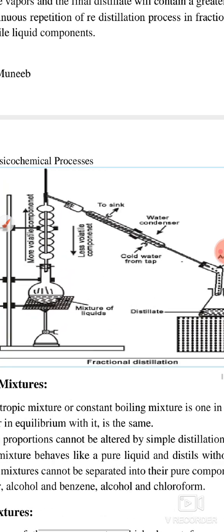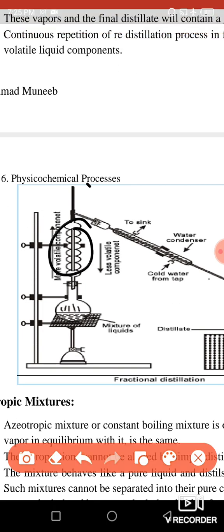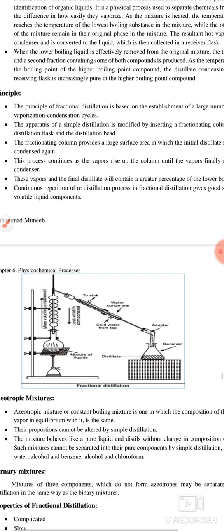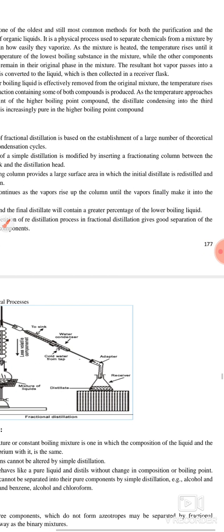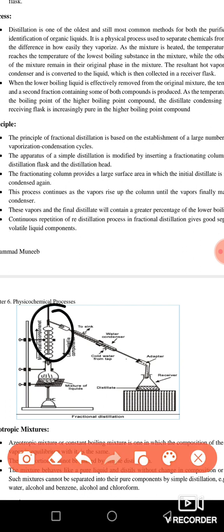your distillation head. So the fractionation column is inserted between them. This is the distillation head in which you insert the thermometer, and this is the distillation flask. Between the distillation flask and distillation head, there is the fractionation column. The fractionation column provides a large surface area to distillate, redistillate and condense again and again. So the process continues as the vapor rises up the column.